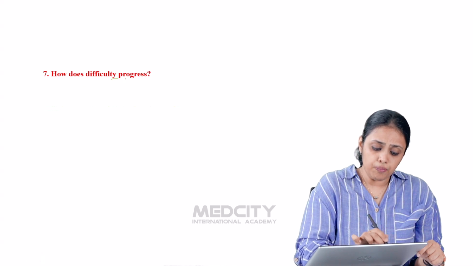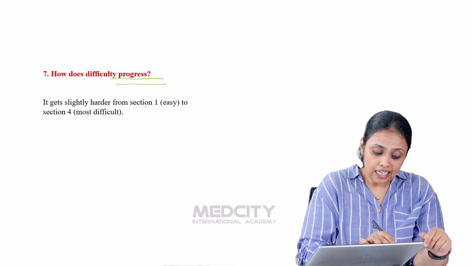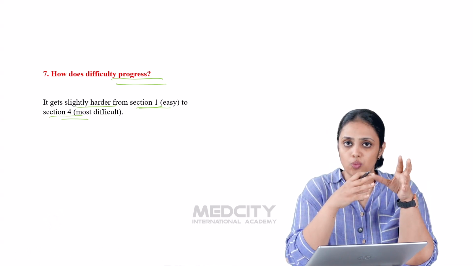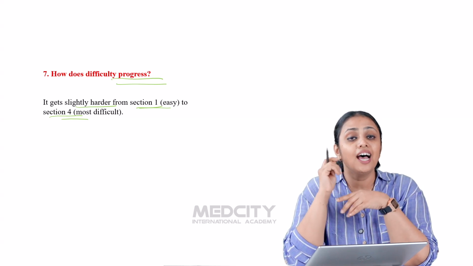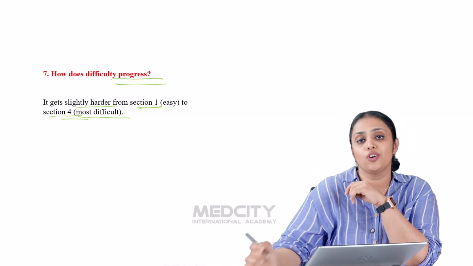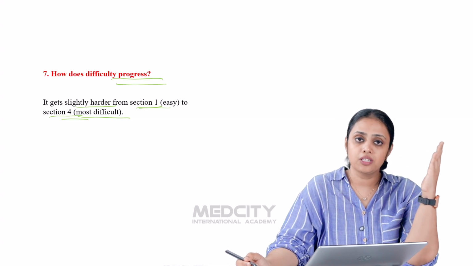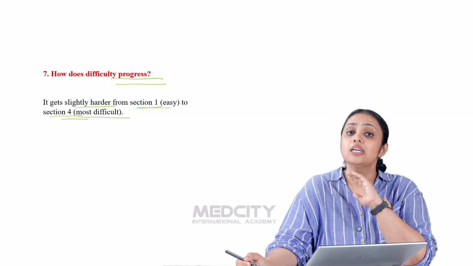Then another question, how does difficulty progress? By now you know that there are 4 different sections. Is the difficulty level same across all these 4 sections, or does it progress? It gets slightly harder from section 1 to section 4. Section 1 would be the easiest one, and once you move from 1 to 2, it becomes slightly harder, then 3 again harder, and section 4 would be the hardest of the lot. That is how the difficulty level progresses in your listening test, section 1 being the easiest and section 4 being the most difficult.